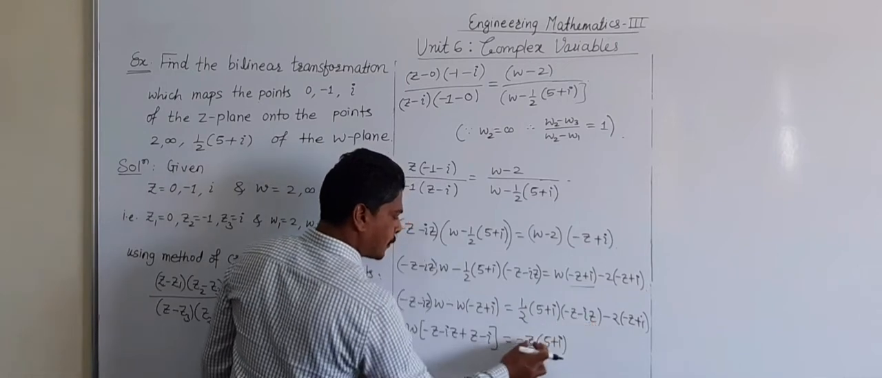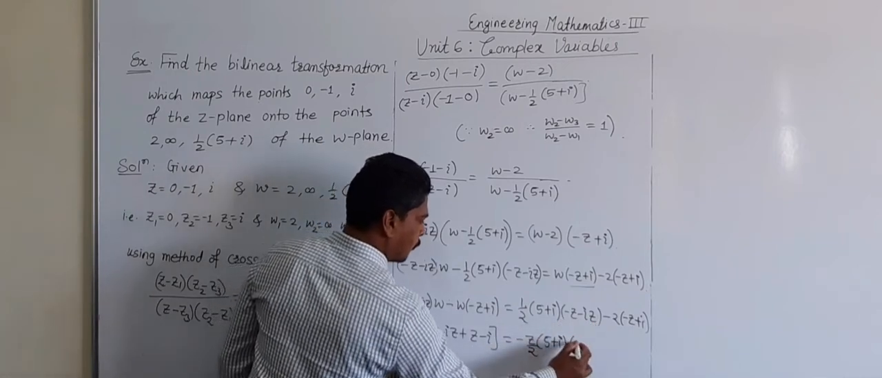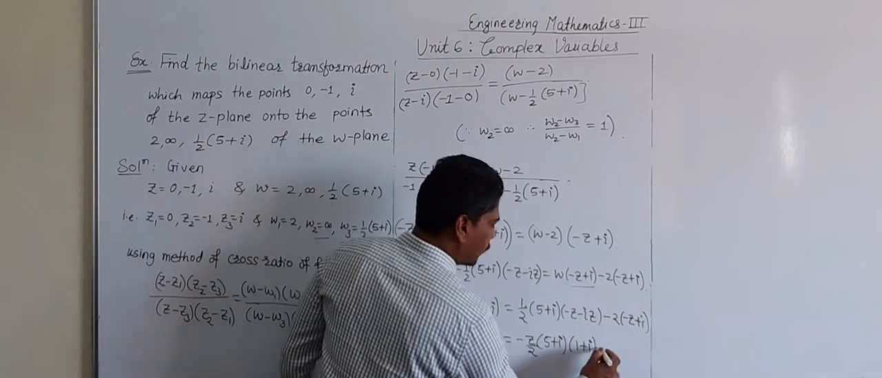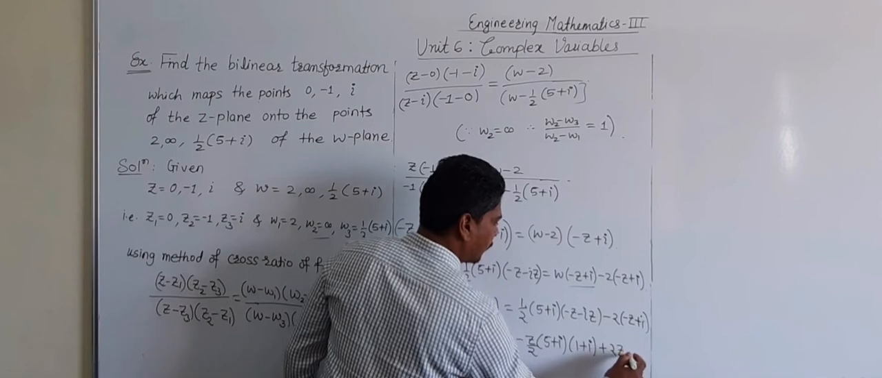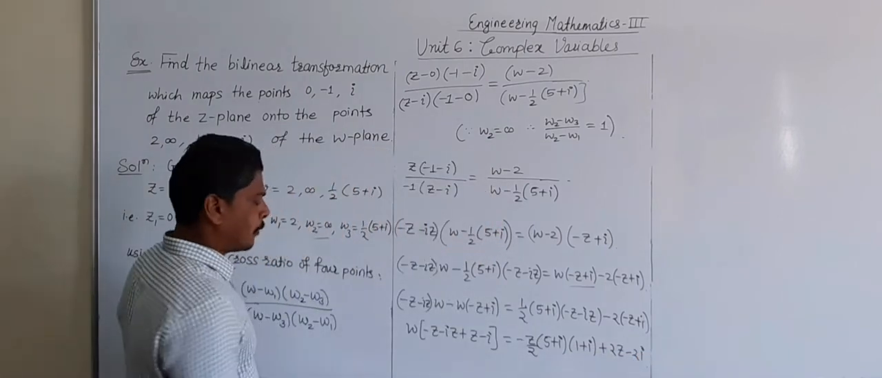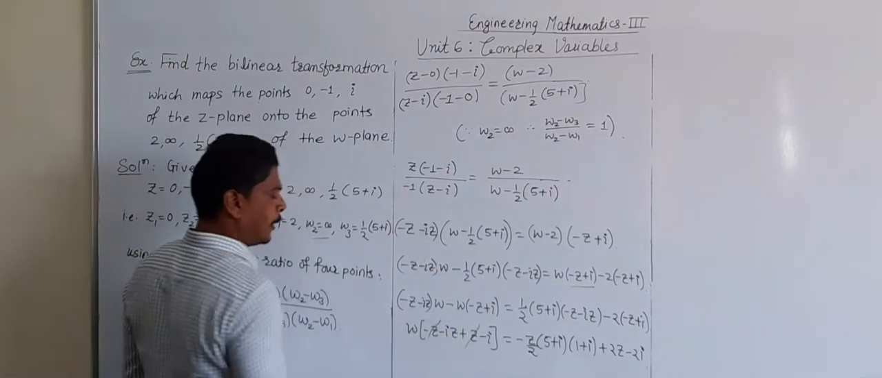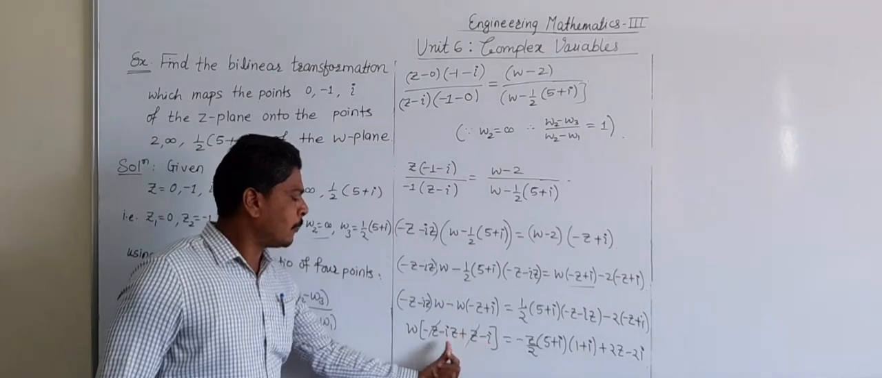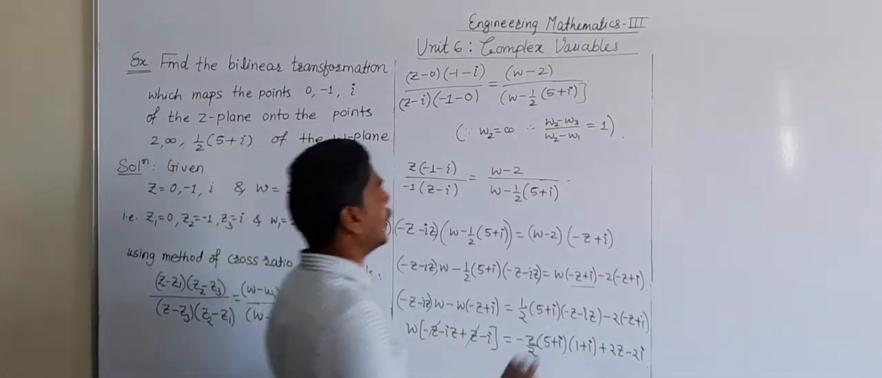By taking minus z outside, this term becomes 1 plus i, and multiplying minus 2 inside the bracket, we get plus 2z minus 2i. Now this minus z plus z will get cancelled. In the remaining terms, both contain minus i, so take it outside.